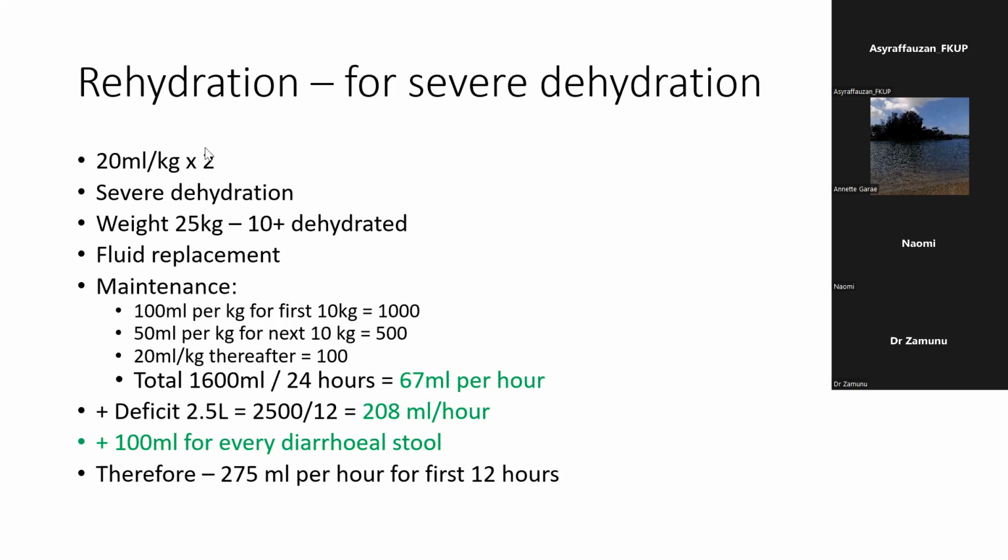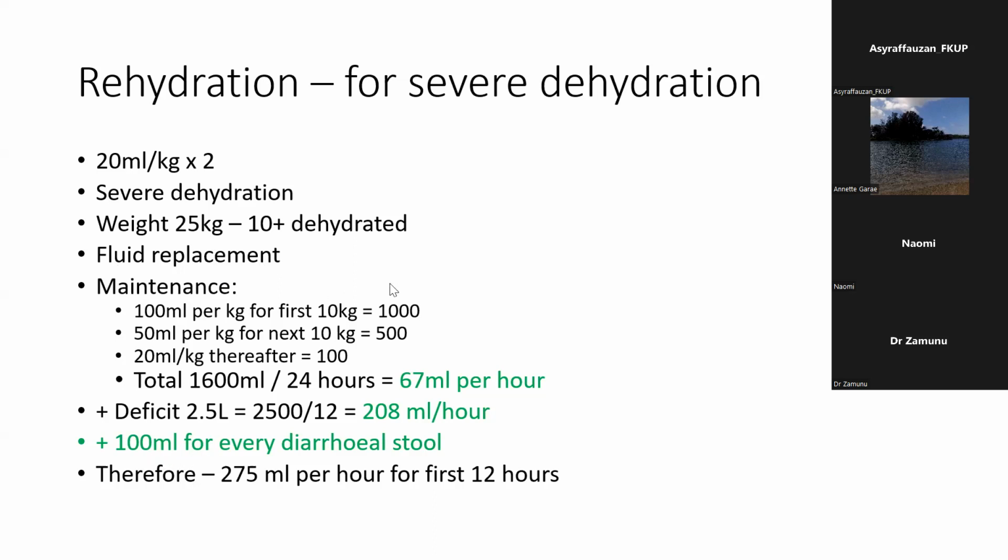I just want to go through a couple of things about how you calculate the rehydration fluids. So this child received 20 mils per kilo, like Benji said, twice in the emergency department, but was still severely dehydrated. So when you think about that, a 25 kilo child who's 10% dehydrated will have a big deficit. So you need to think about the fluid replacement being the maintenance plus the deficit plus the replacement for ongoing losses.